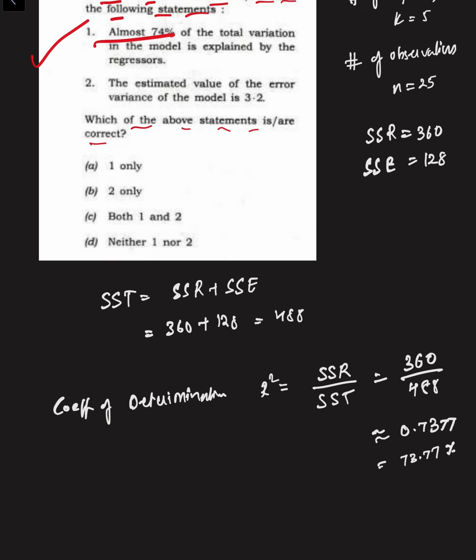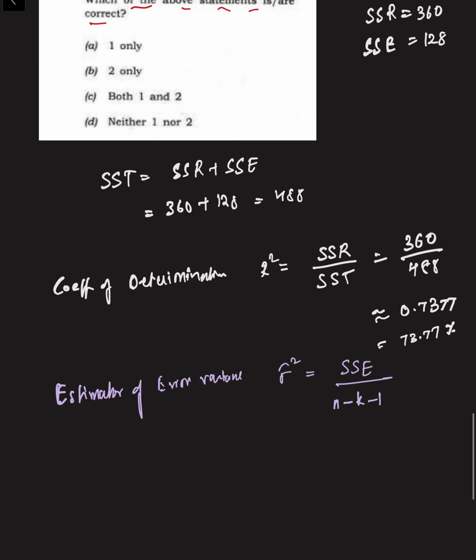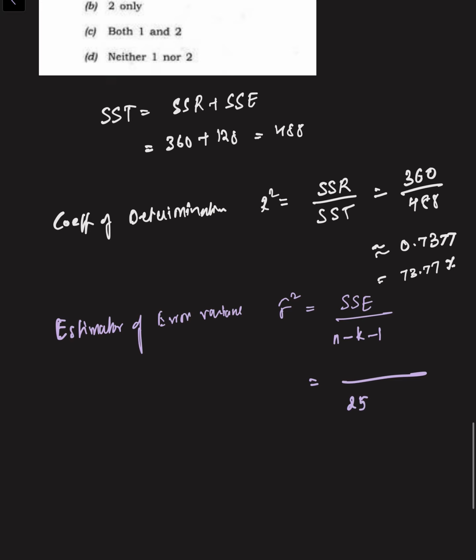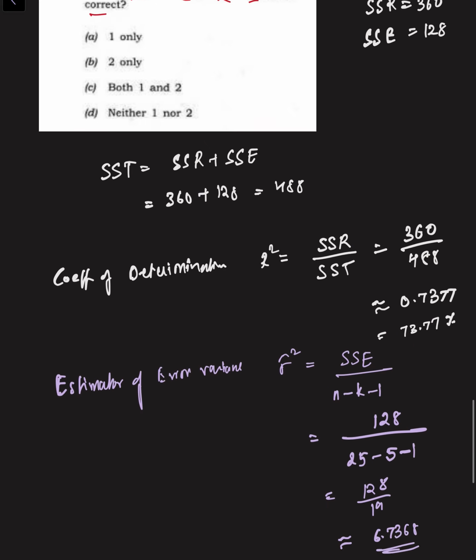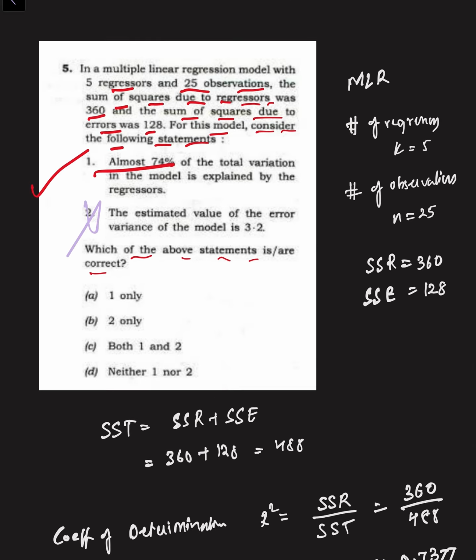Now the second statement says the estimated error variance is 3.2. The estimator of the error variance, sigma hat square, is equal to the sum of squares due to errors divided by the degrees of freedom, n minus k minus 1. If we compute the denominator, it is 25 minus 5 minus 1, which is 19, and the numerator is 128. So that means 128 by 19, which is approximately 6.7368. So therefore this statement is not correct. So the correct option is option A.